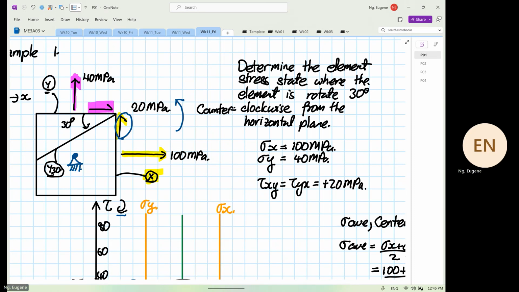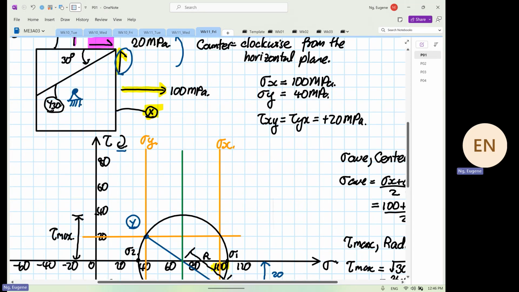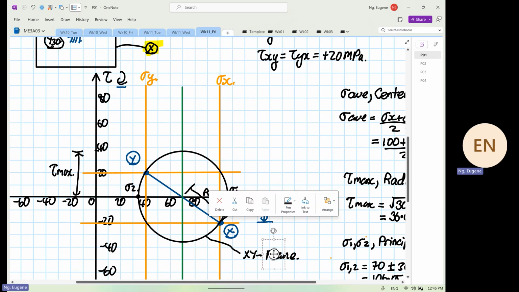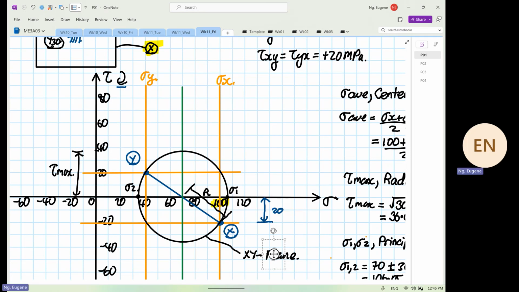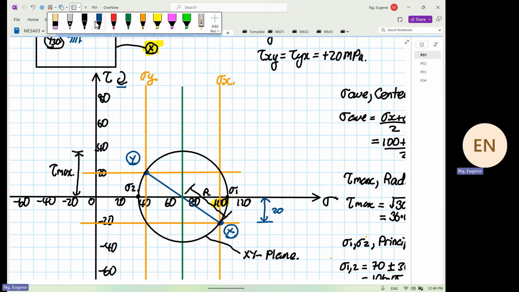Are we clear? So this is going to rotate 30 degrees counterclockwise from point Y. I highlight again that this is from point Y. A lot of times students go to Mohr's circle and say it's from the horizontal axis. No, it's from point Y. So from point Y, the angle of rotation on the element is 30 degrees, so on Mohr's circle it will be 60 degrees. Well done.